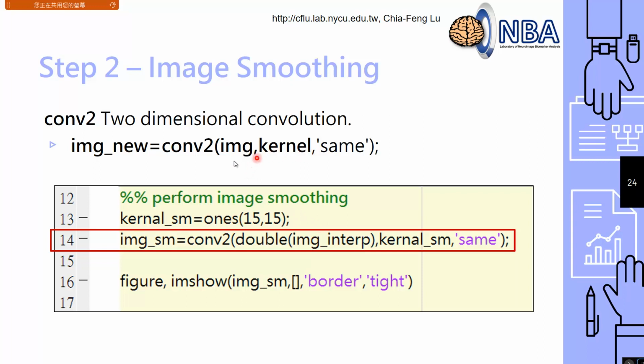So for the second input of the convolve2, you need to put the designed kernel right here. In this example, I named my kernel as kernel underline SM because this represents smooth. Okay, I put it right here. But for the final part, please simply put a string, and it should be written as same. That means I'm going to maintain the image size.